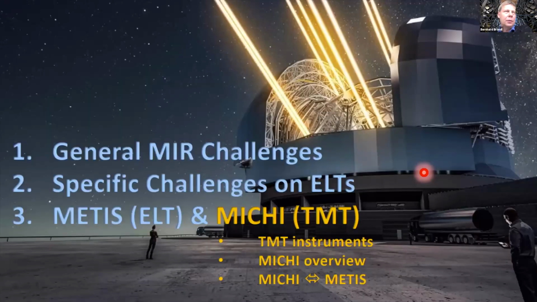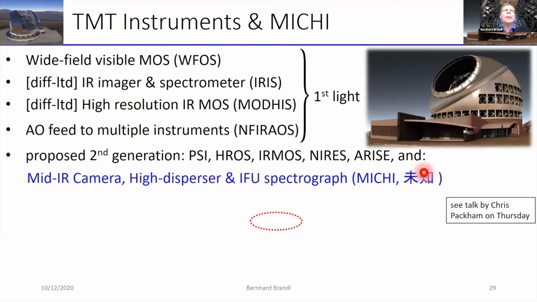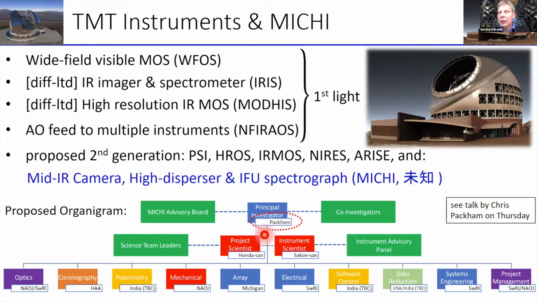And now, I think I'm starting to run out of time, but of course I need to mention MICHI here. So as we know, METIS is an approved instrument. It's under construction, has passed PDR. MICHI is still on its way. It is a proposal, but I think it would be an extremely useful and complementary instrument on the Northern Hemisphere for the TMT. And so it has to be mentioned here. I just listed the ones that have already been considered for first light. And then there is a proposed one.